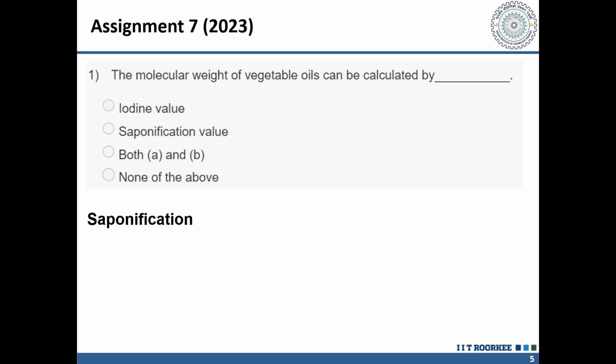The molecular weight of vegetable oils can be calculated by iodine value, saponification, both A and B, or none of the above. So the answer for this is saponification value. Saponification value tells us about the molecular weight of oils. The iodine value is not the right answer because it just tells us how many double bonds are there, and saponification is the right answer.